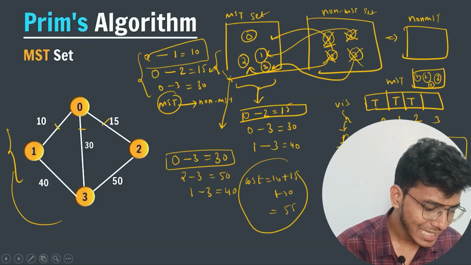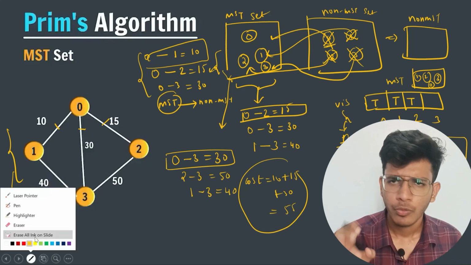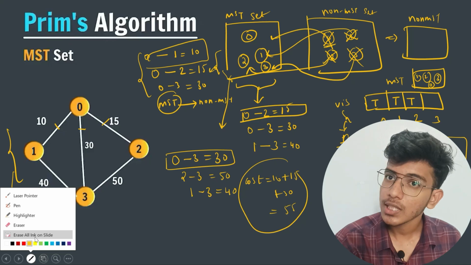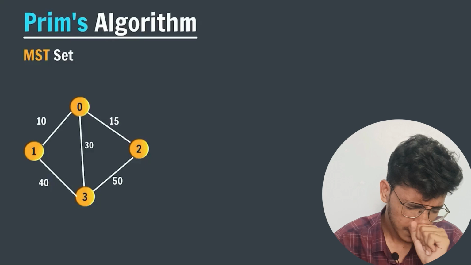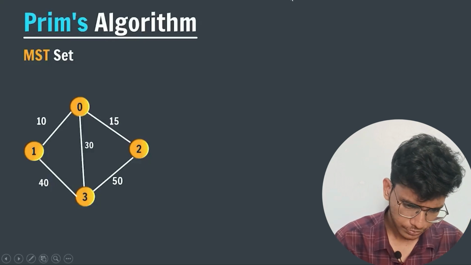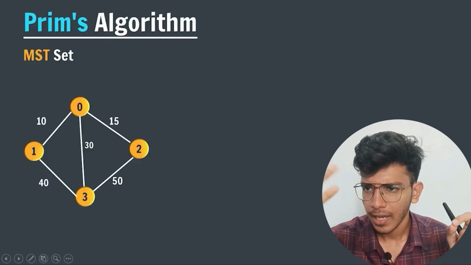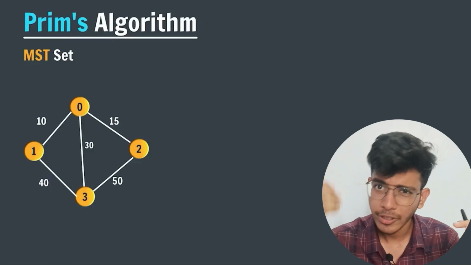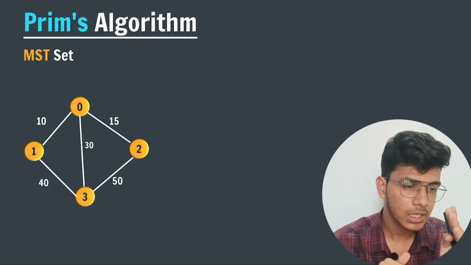So let me remove the ink here. We have understood the algorithm, we have understood the approach. Now let us talk about how we are going to code this. First of all, I'm going to use the concept of a priority queue, because if you observe, I have different cases. I have different connections. 0 is connected with 1, 0 is connected with 2, 0 is connected with 3.